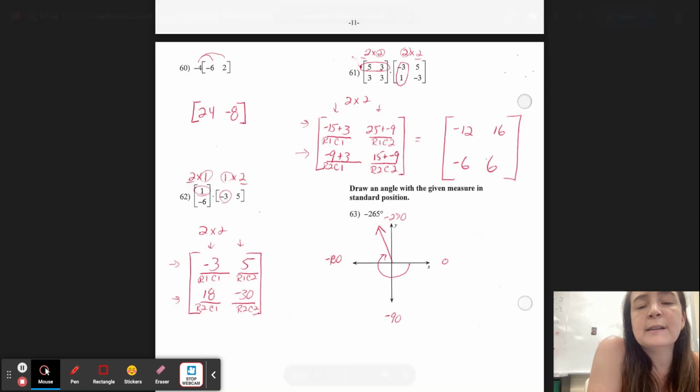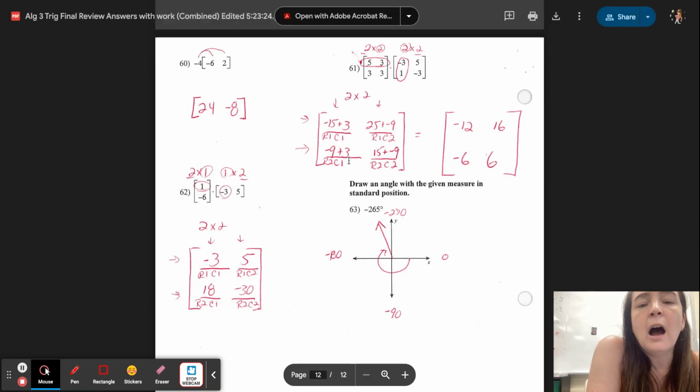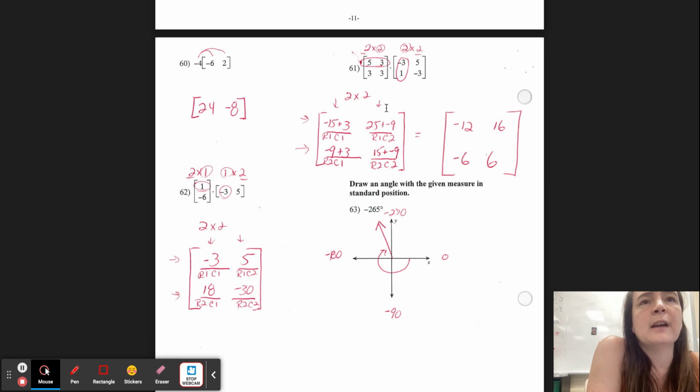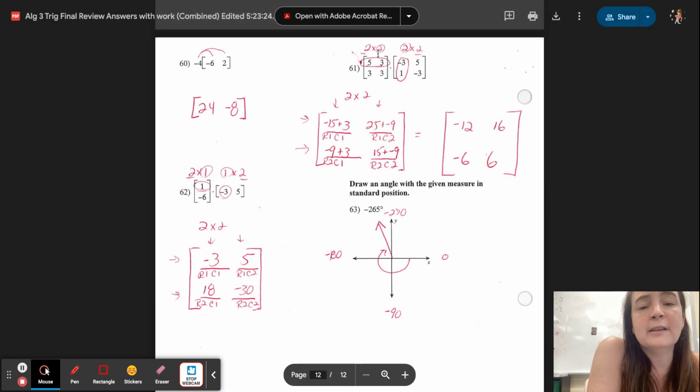For number 61 and 62, these are the ones that are harder. These are the ones where you have to do a matrix times a matrix, and it's not like any other type of math except for matrix math. What you're going to do is you're going to write the dimensions. The dimensions go rows, columns. So this has 2 rows, 2 columns. Rows are horizontal, columns are vertical. This has 2 rows, 2 columns. If the numbers on the inside, so this 2 with this 2 match, you can multiply them. The numbers on the outside will give you the dimensions of your answer. So our answer is going to be a 2 by 2.